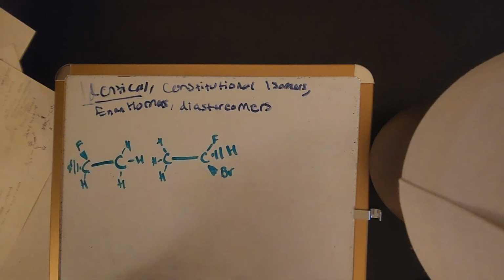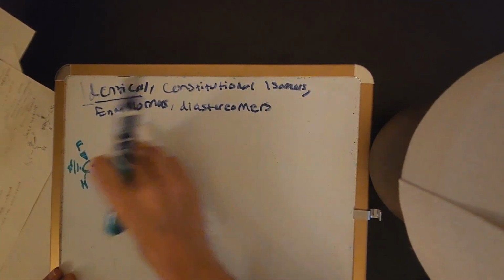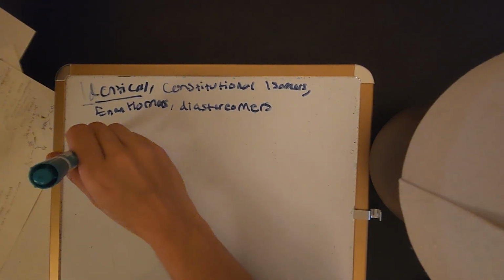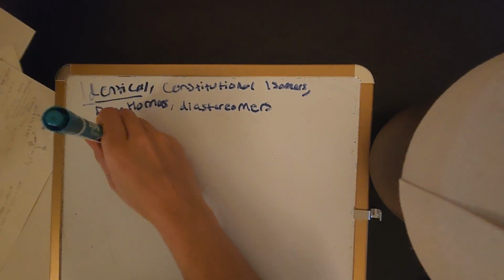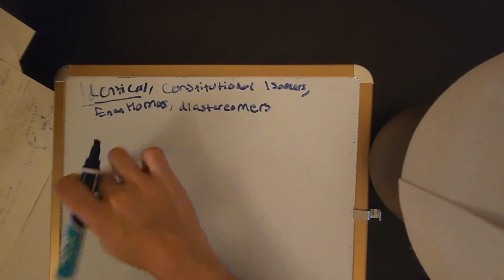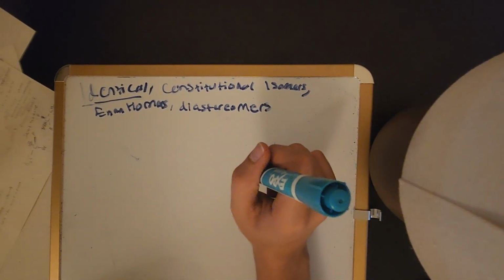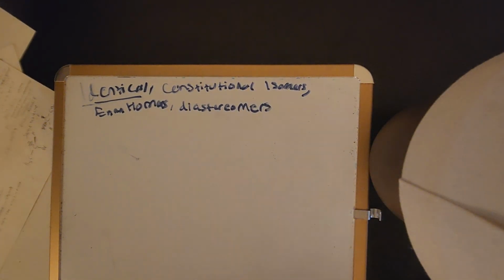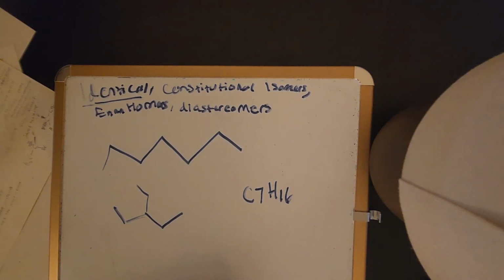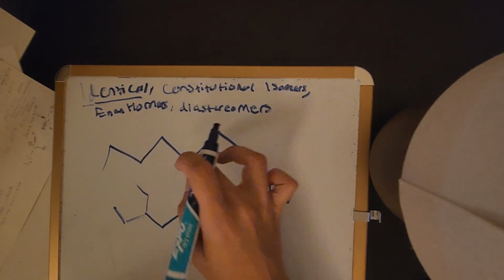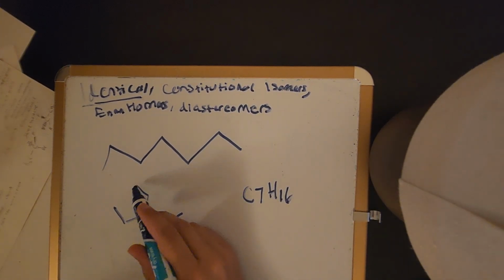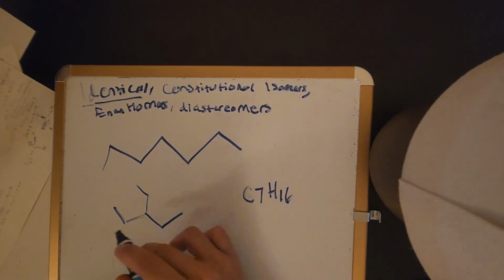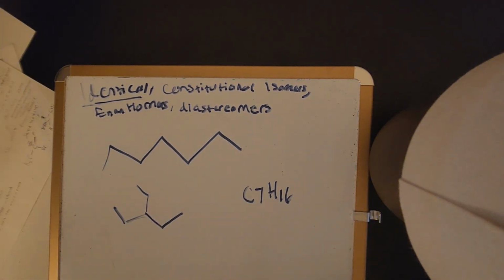Constitutional isomers are, well, you're very familiar with that. Constitutional isomers have the same chemical formula and a different attachment. This is an example of a constitutional isomer. 1, 2, 3, 4, 5, 6, 7, 7 carbons, and 1, 2, 3, 4, 5, 6, 7, 7 carbons and 16 hydrogens on both, but they're arranged very differently.